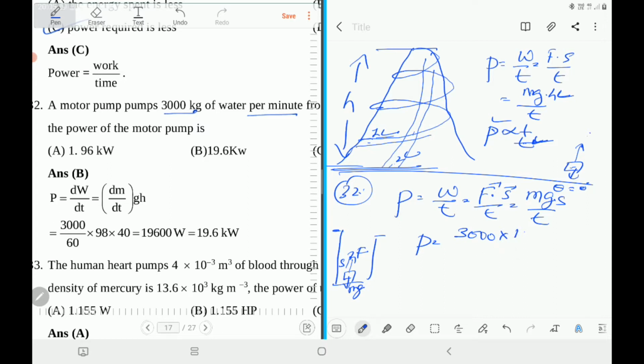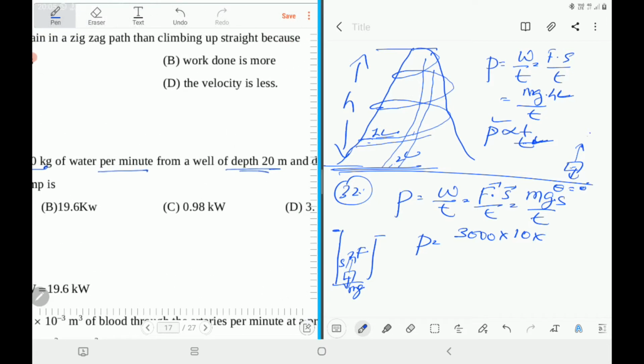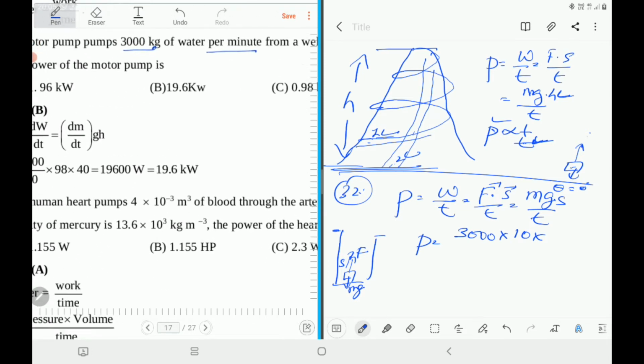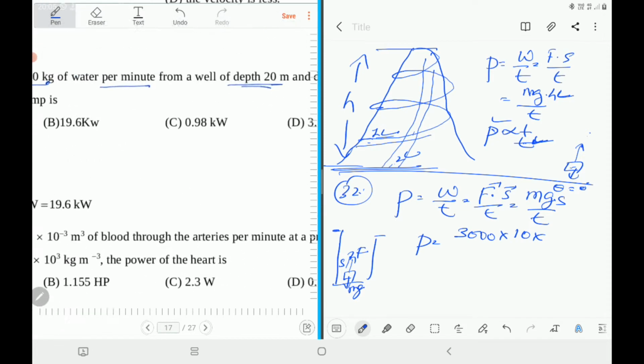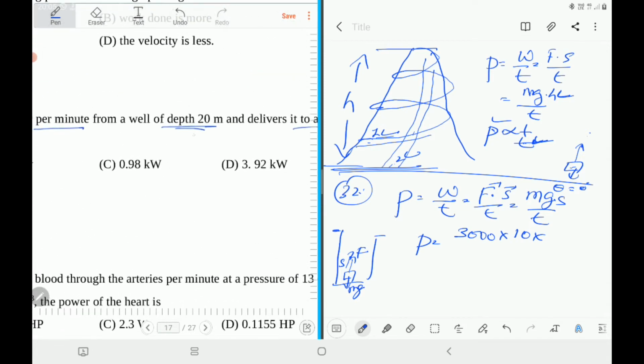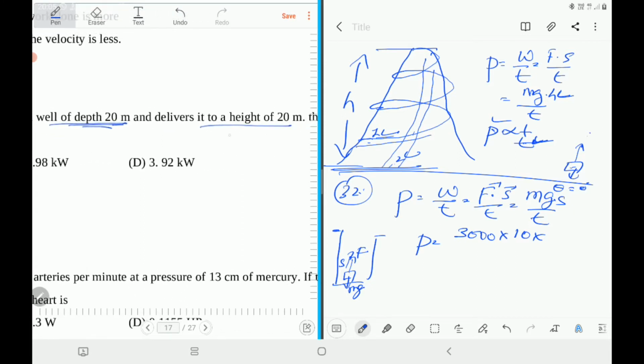G is 10, or 9.8. Let's find it using 10. Let's then identify the answer. Into displacement. How much distance are you moving it? 20 meter from the well, here well depth 20 meter, and deliver it to a height 20 meter.